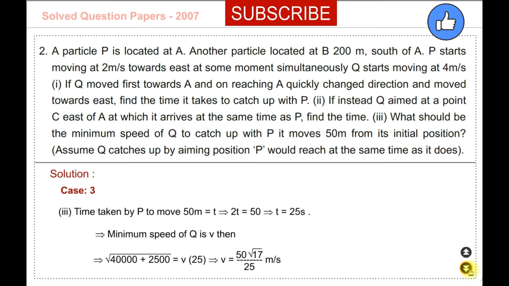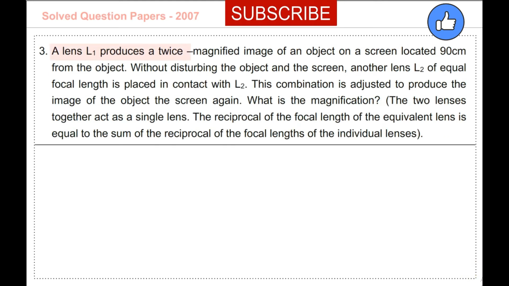A lens L1 produces a twice magnified image of an object on a screen located 90 centimeters from the object. Without disturbing the object and the screen, another lens L2 of equal focal length is placed in contact with L1. This combination is adjusted to produce the image of the object on the screen again. What is the magnification?